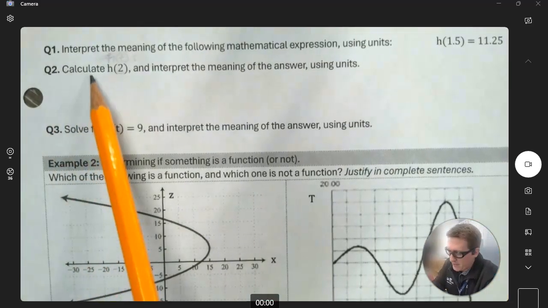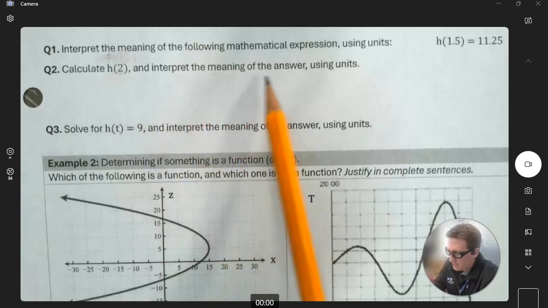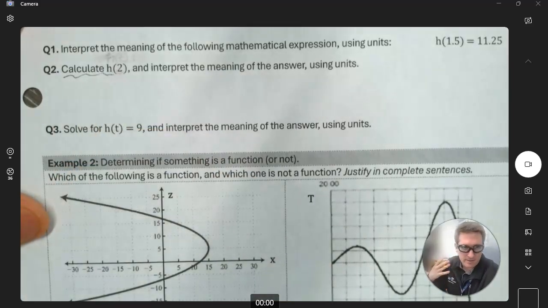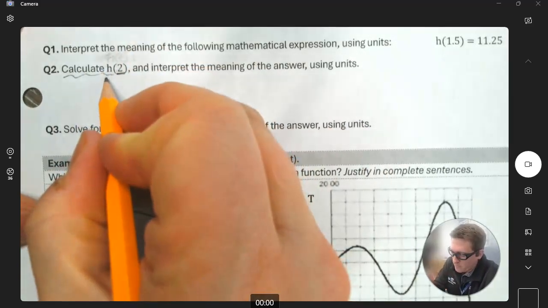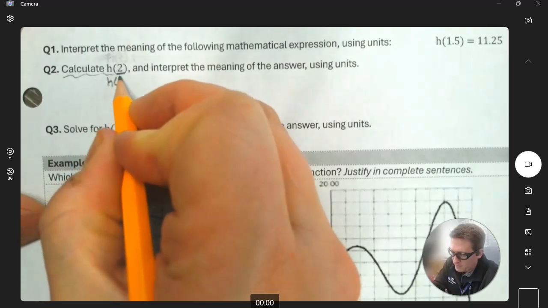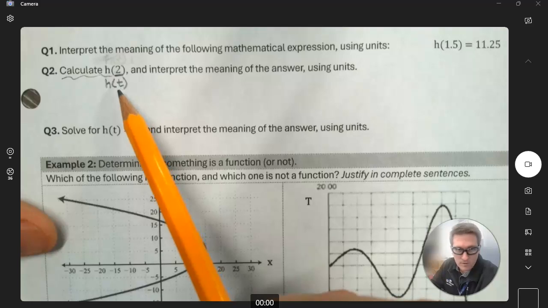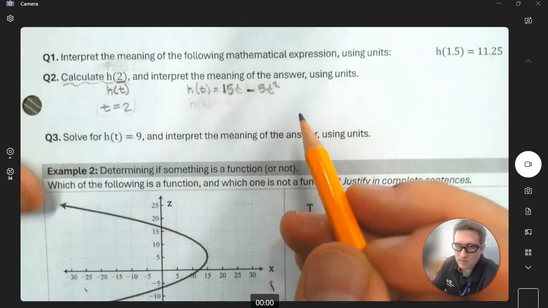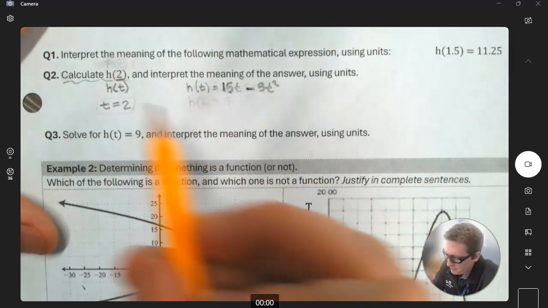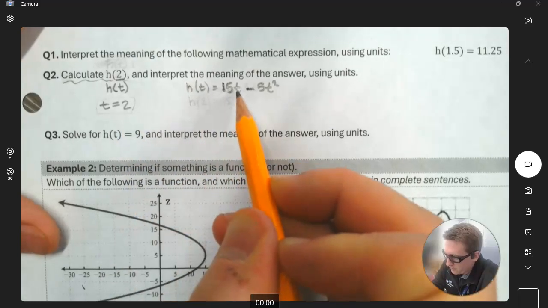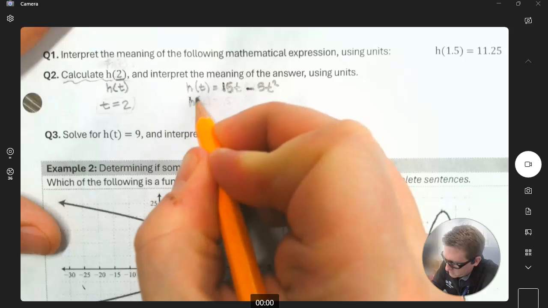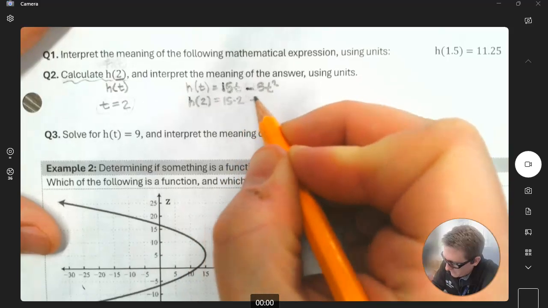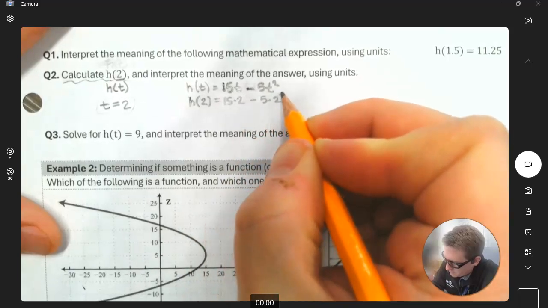Question number 2. Calculate h of 2 and interpret the meaning of the answer using units. So it's telling me to calculate the h, so I'm calculating the height. What does the 2 mean? Well, I've got to remember that it's h of t. Therefore, time is 2. Time is equal to 2. So what that means is I'm going to be plugging in the number 2 everywhere that I see t. So h of 2 equals 15 times 2 minus 5 times 2 squared.